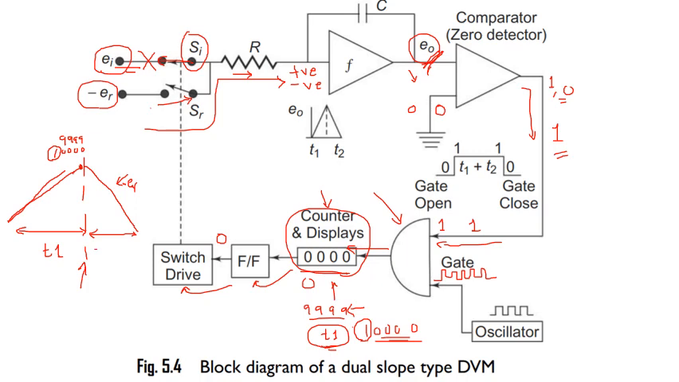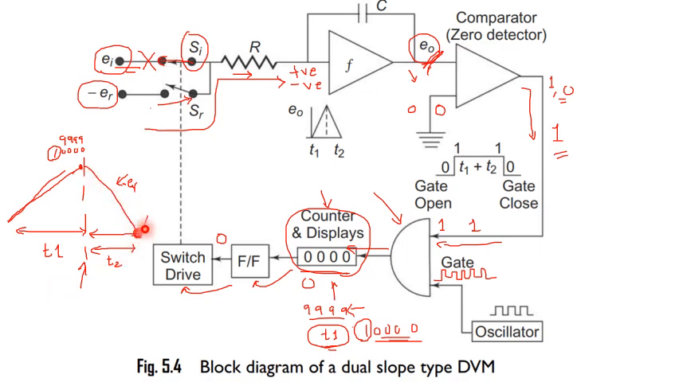For the next time, let us say for t2, it is going to measure how many clock pulses are passing, till your ramp signal reaches this point.